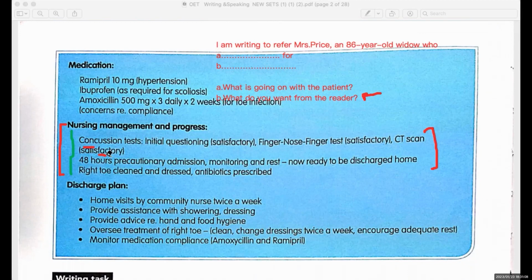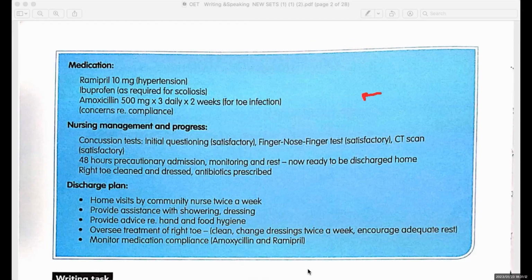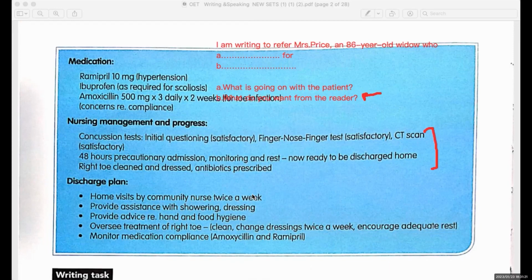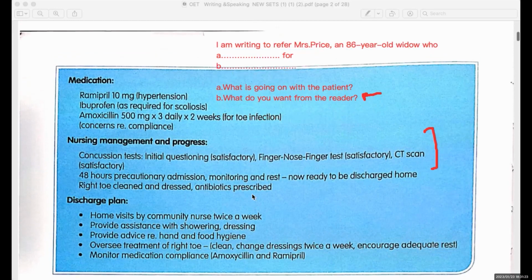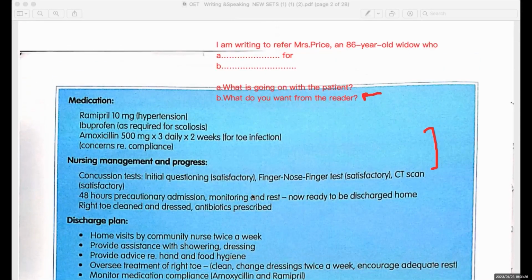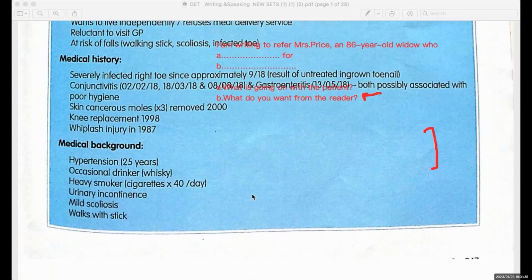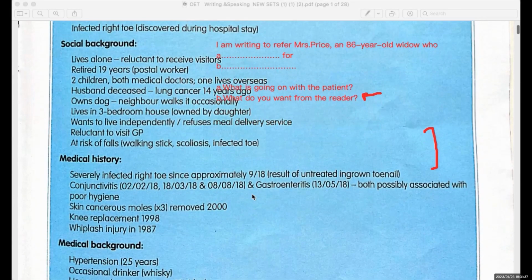Now, why do you want a home visit? You ask a question. Why do you want a home visit? If you ask yourself, does the discharge plan prove why we want a home visit? No. Does nursing management and progress prove that we want a home visit? Of course not. Medication, does it prove? No. Medical background, does it prove? No. Medical history, does it prove why we need a home visit? No.